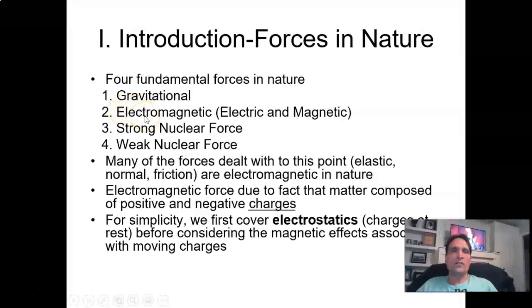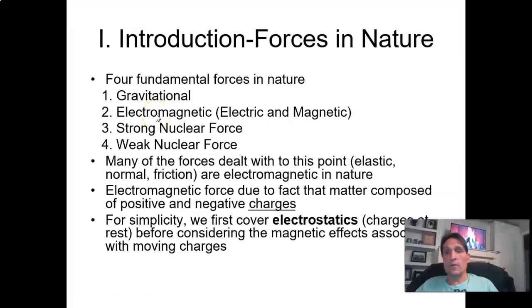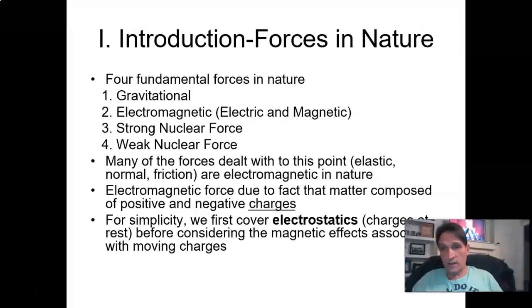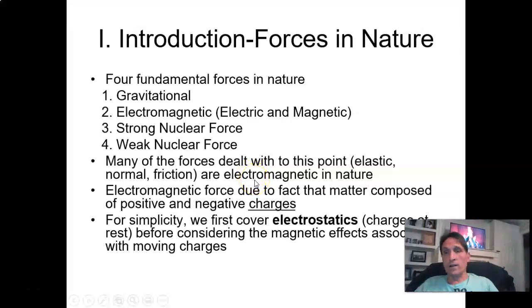Most of the forces that you have seen to date are gravitational, or are what are called electromagnetic forces. And gravitational forces arise because of a property that materials have called mass. And electromagnetic forces we'll see arise because materials have a property called charge. And so the other forces that you've dealt with, elastic force, normal force, friction, we'll see later in the unit. At the fundamental level, these forces are electromagnetic forces in nature.